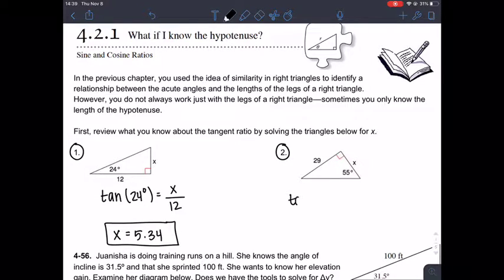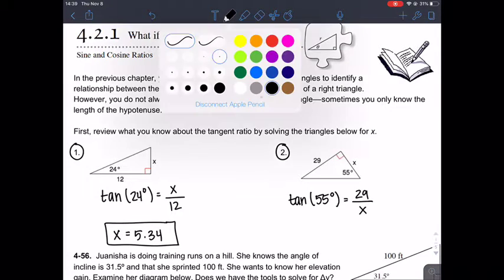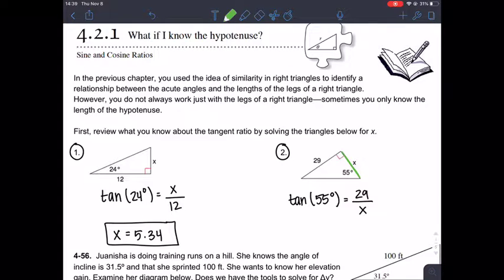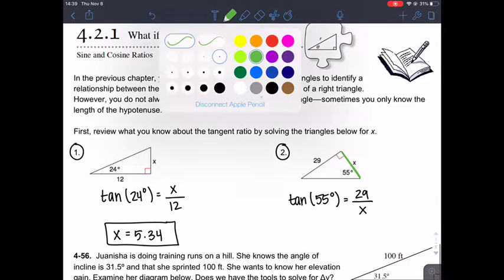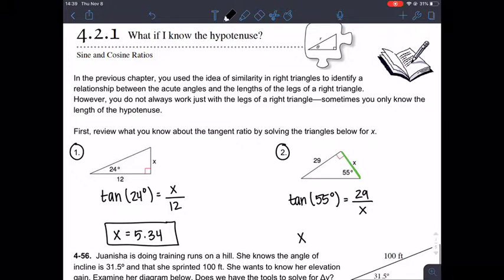For number 2, you're going to have tan of 55 degrees equals 29 over x, because x is now our adjacent side. It is now touching our angle there. So it's going to be a little bit different. You're going to end up dividing 29 by the tangent of 55 degrees. And when you do that, you're going to get x is 20.3. So a little bit of review for tangent.